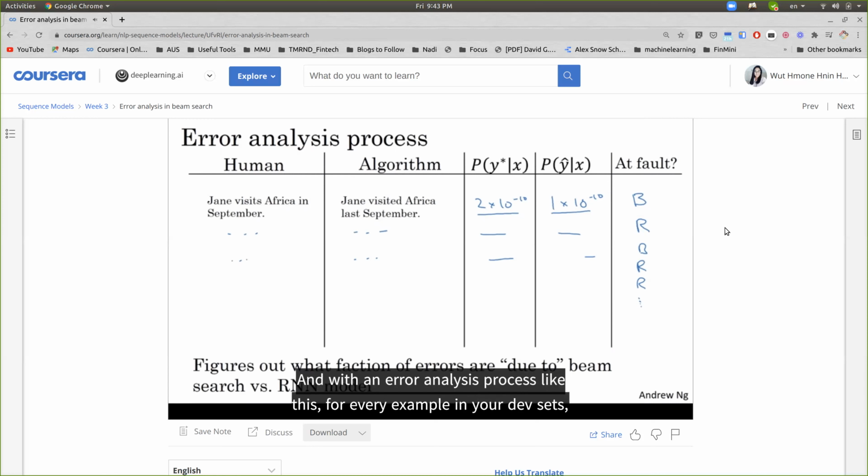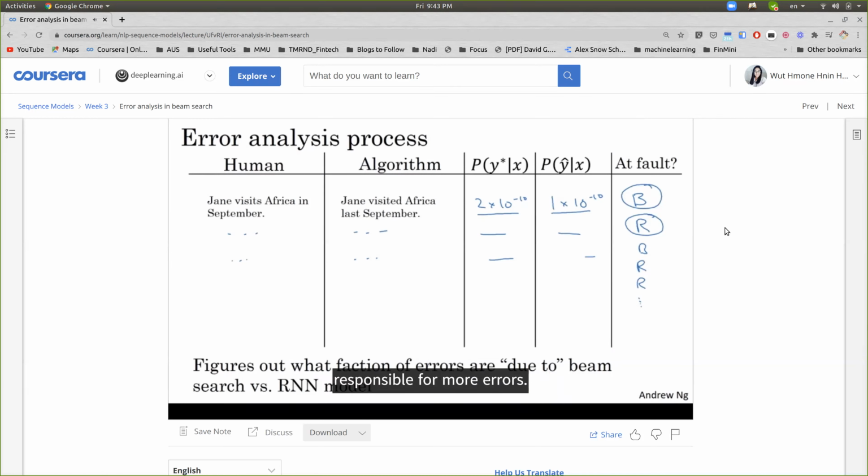And with an error analysis process like this, for every example in your dev set where the algorithm gives a much worse output than the human translation, you can try to ascribe the error to either the search algorithm or to the objective function, the RNN model that generates the objective function that beam search is supposed to be maximizing. And through this, you can try to figure out which of these two components is responsible for more errors. And only if you find that beam search is responsible for a lot of errors, then maybe it's worth working hard to increase the beam width.